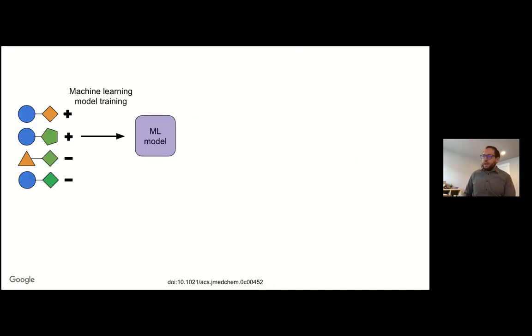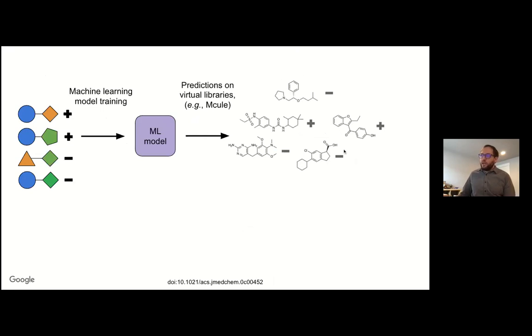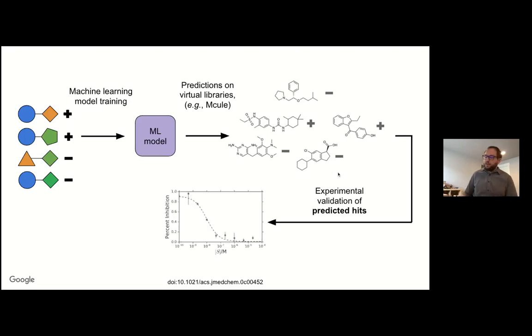Now, after we trained this model, we downloaded large virtual libraries like MQL. We also had some virtual libraries that were composed of things that the folks at XChem could make easily using the building blocks that they had on hand. And our model made predictions for each of these compounds, and then we ranked them and went through a selection process to choose a set of molecules for experimental validation. And as I mentioned, we ended up purchasing nearly 2,000 molecules across 3 different targets for this validation.